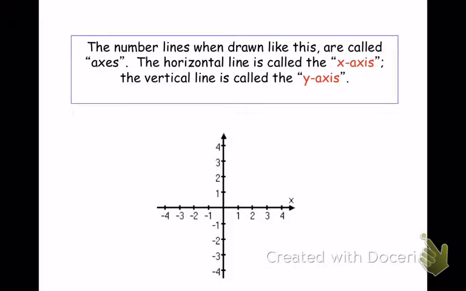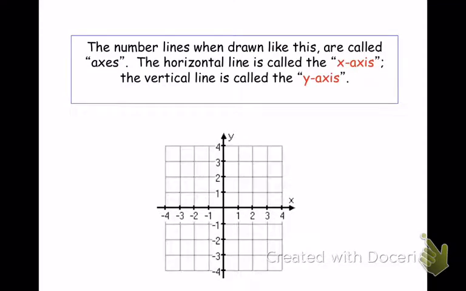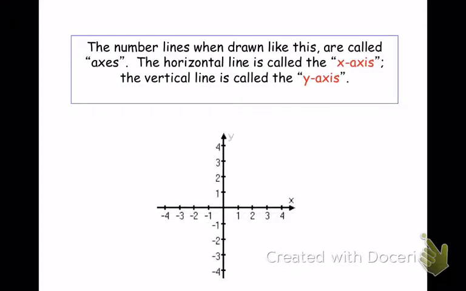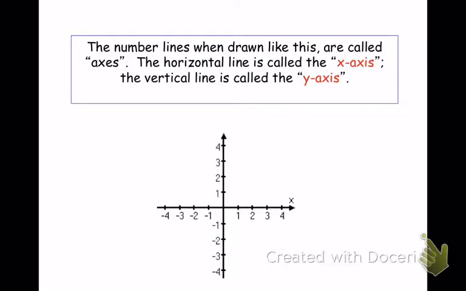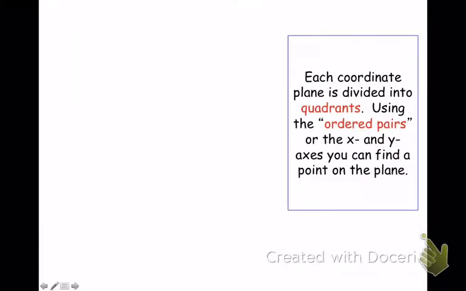The number lines, when drawn like this, are called axes. The horizontal line is called the x-axis, and the vertical line is called the y-axis. I'm sure all of this sounds familiar. So each coordinate plane is divided into quadrants. Using the ordered pairs, or the x-y axis, you can find points on a plane.